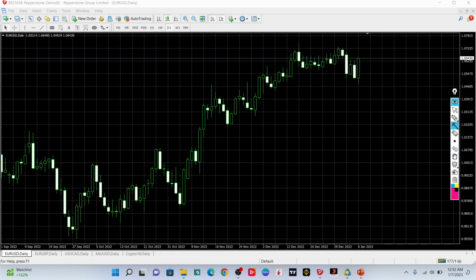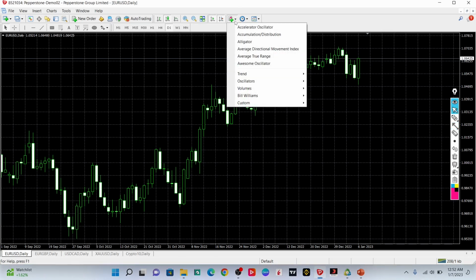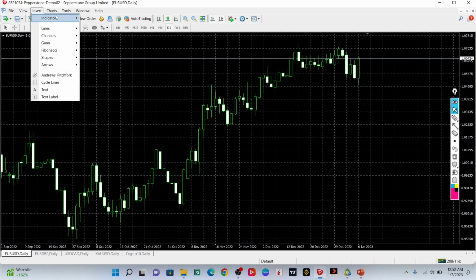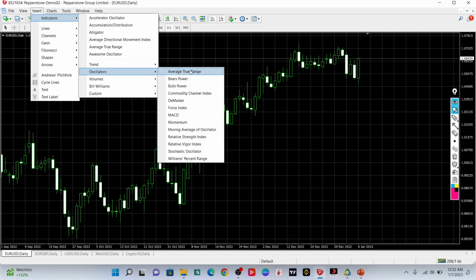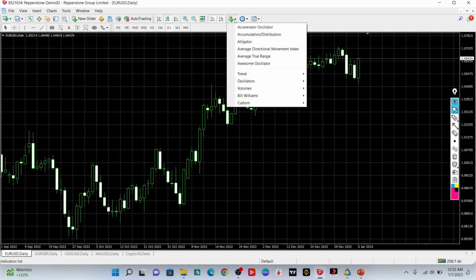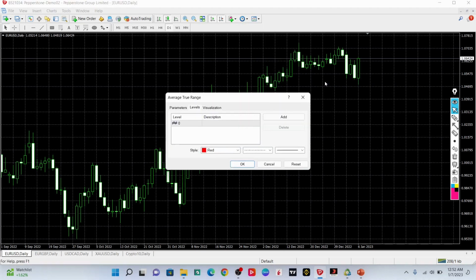Okay. So when you look at the chart, there is an icon of insert. You can use that one, or you can use right here. So you can click on insert, and then you go to indicators. There is trend indicators, there is oscillators. That's where you can find the average true range indicator. Or you can simply click on this panel for indicators, and then you go to oscillators, then you find the average true range. So when you click on the average true range, it brings a pop-up box.